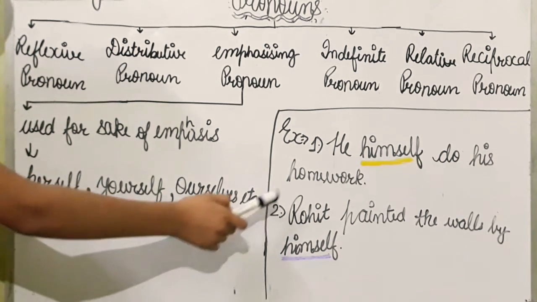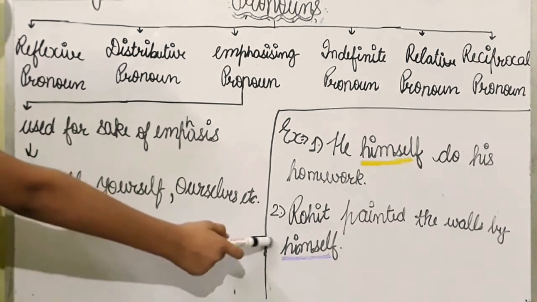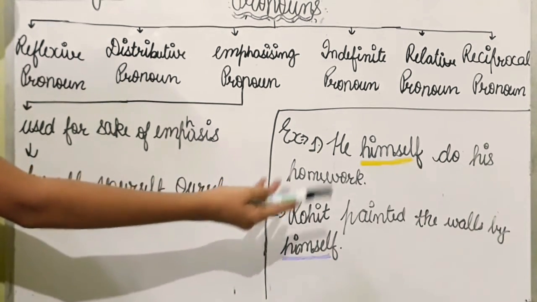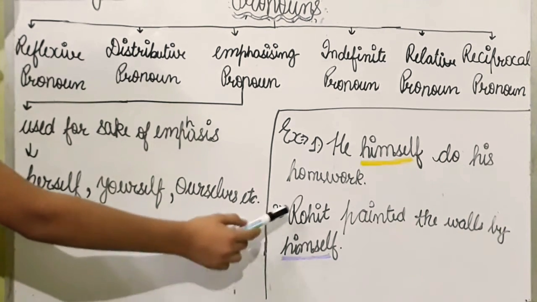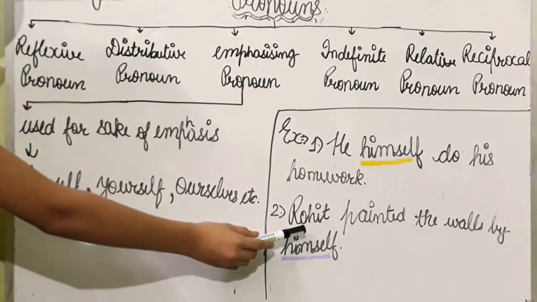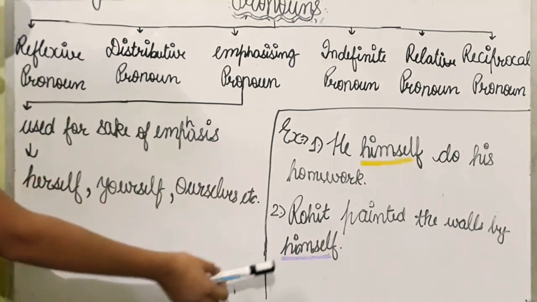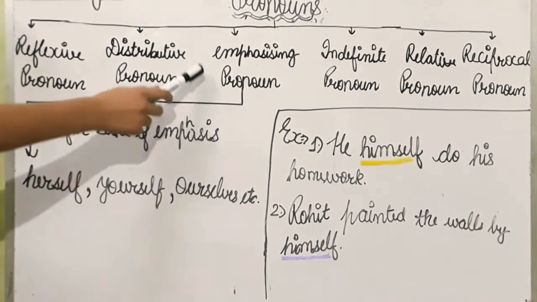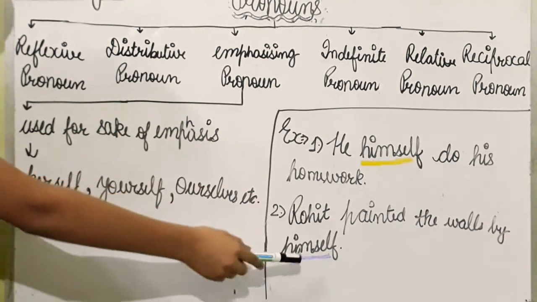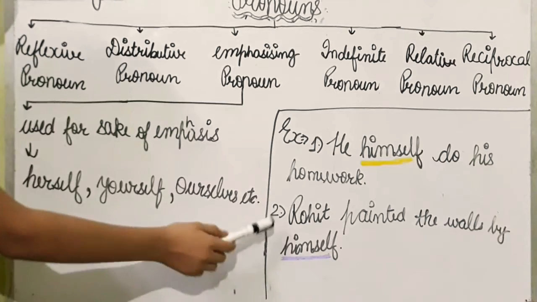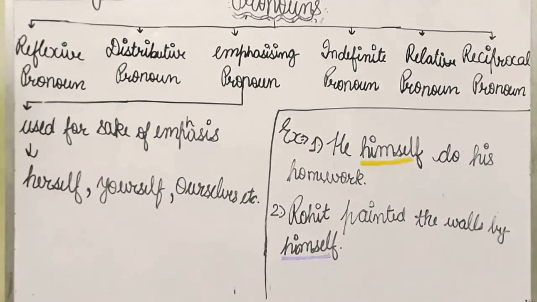Next example is Rohit painted the walls by himself. So Rohit painted the wall by himself. So himself, here this word is giving a special importance to the noun Rohit, that these walls are painted by Rohit. And in the emphasizing pronouns we also use the word by before the pronouns. So I hope the difference between the reflexive pronoun and emphasizing pronouns is clear to you.